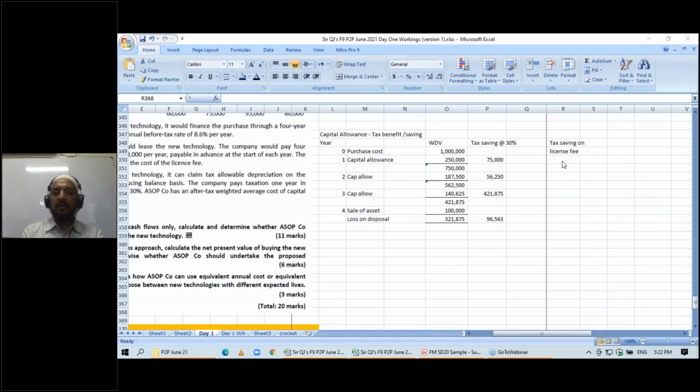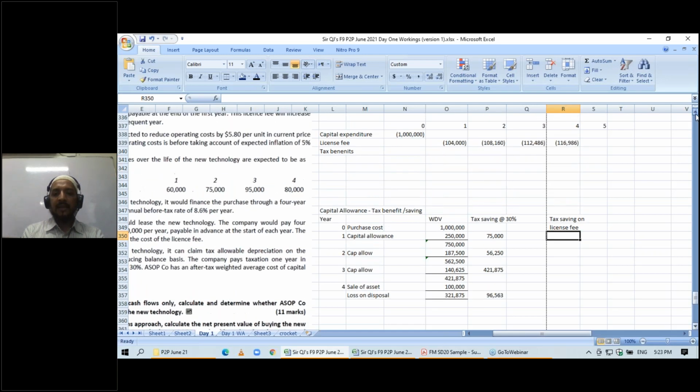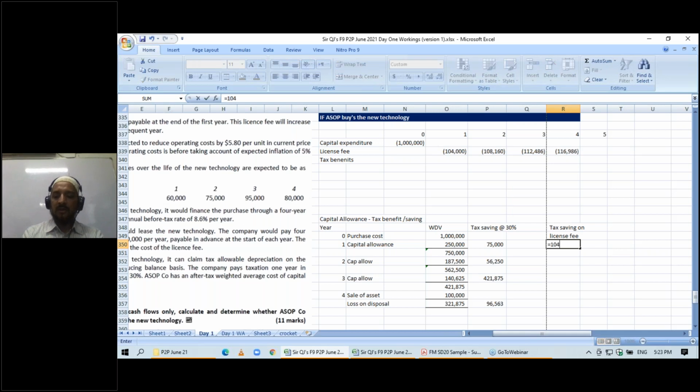Okay. So students, on the license fee, you can deduct the license fee from the taxable income. So take 30% of the license fee also, which you will be saving as tax on your taxable income. So what I'm doing now, I am multiplying the license fee. The first year's license fee was 104,000. I'm multiplying it with 30%. So you also multiply the license fees with 30%. 108,160 in the second year multiplied by 30% saving.